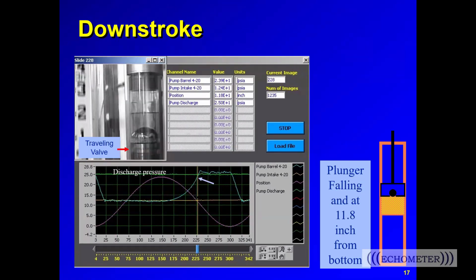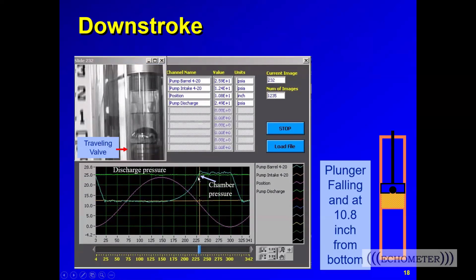So still the plunger is falling, and now we're at 11.8 inches from the bottom. We see the chamber pressure is just below the discharge pressure, but now things are happening a little more quickly. The barrel pressure, that chamber pressure, has reached and now exceeded the discharge pressure. And if you look at the traveling valve, gas is just beginning to bubble around it as it's just starting to come off the seat.